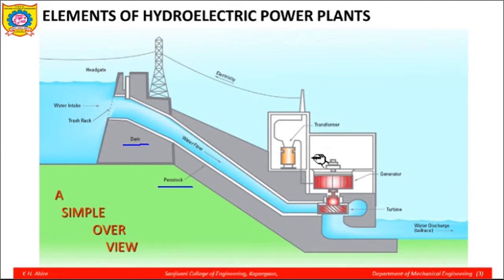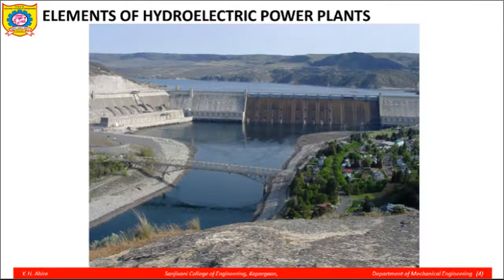The electricity produced has a low voltage, so it is stepped up using a transformer that will step up the voltage. The resulting high voltage current is transmitted by means of transmission lines. These are known as power grid lines. Okay, so this is regarding the basic elements of a hydroelectric power plant.